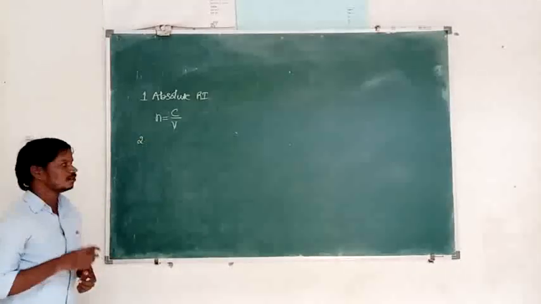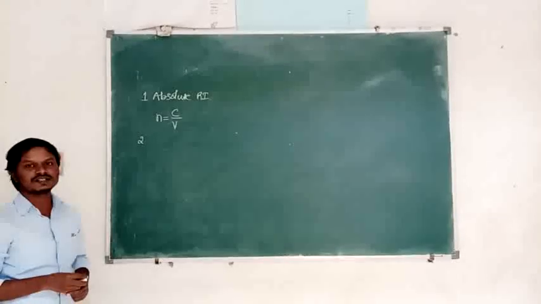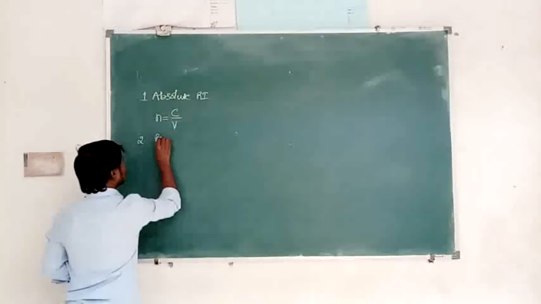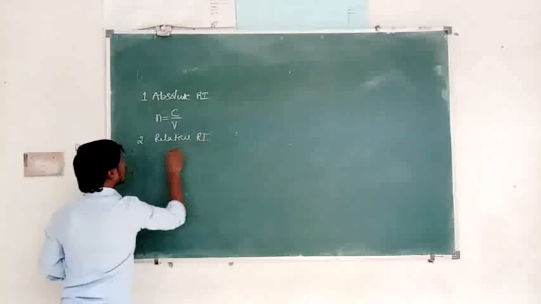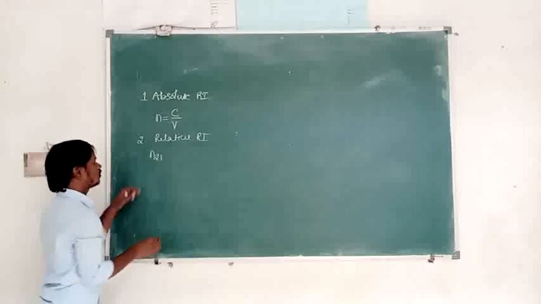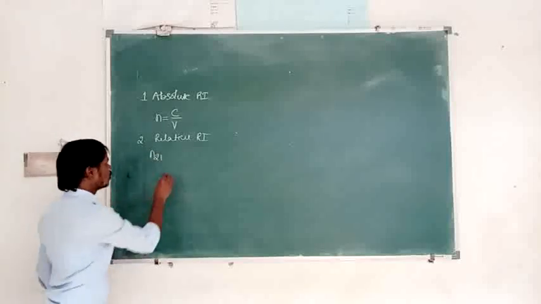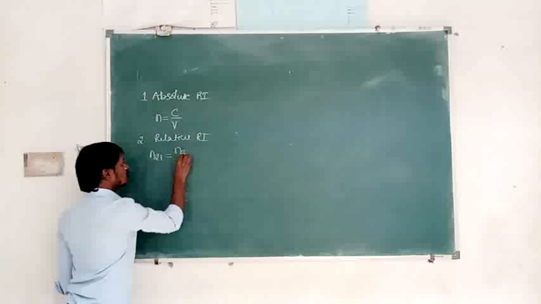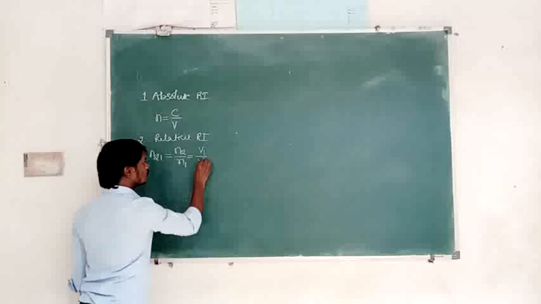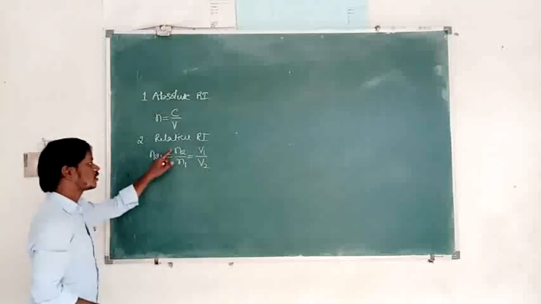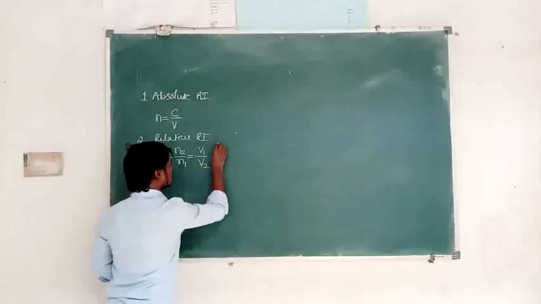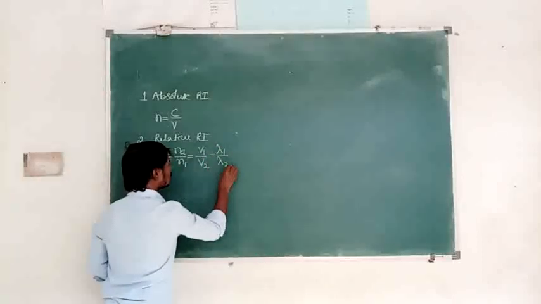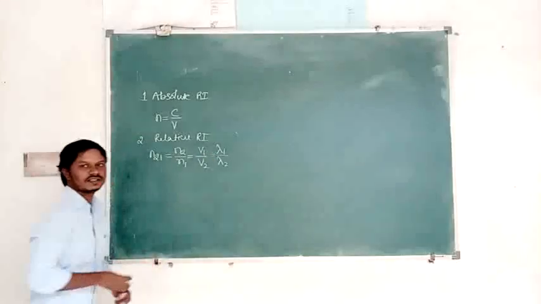we are going to use the formula that is relative refractive index. So relative refractive index is, that is n21, means the refractive index of second medium with respect to first medium, that is n2 by n1, and in terms of speed, that is v1 by v2, because the refractive index is inversely proportional to speed of light, and in terms of wavelengths, that is lambda 1 by lambda 2. Why? Because here the speed and wavelength both are directly related.